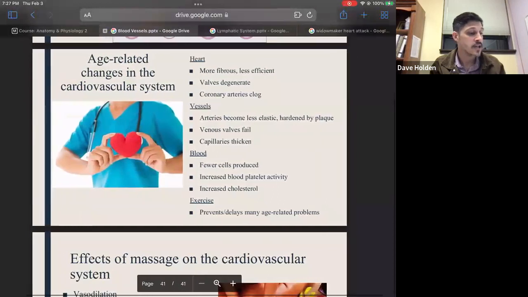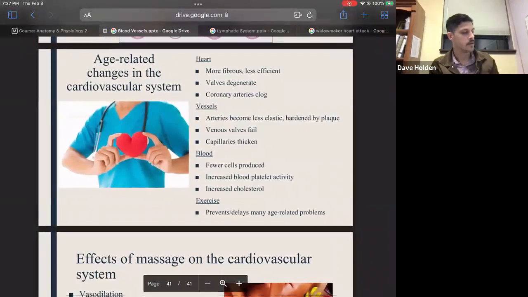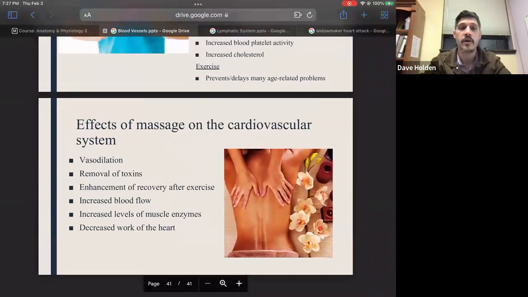Now we know massage has a lot of effects on the cardiovascular system. Most of these effects we can trace back to the link between the parasympathetic system, the Peter Parker system, the calm everything down system. When that system gets stimulated, everything gets calmed down. So look at number 1, vasodilation. When you dilate a blood vessel, you are bringing blood to that area that just got dilated.